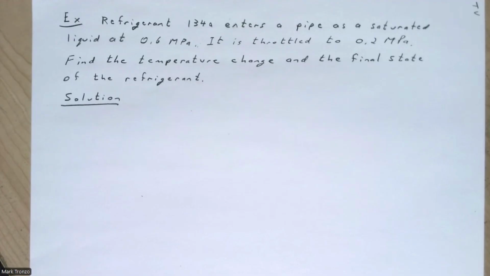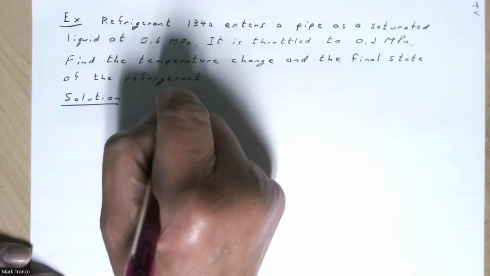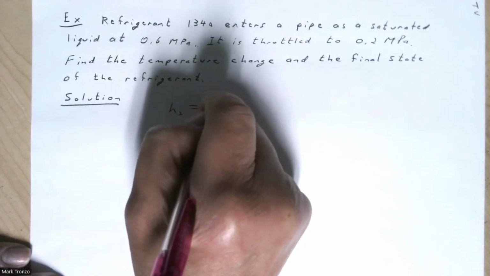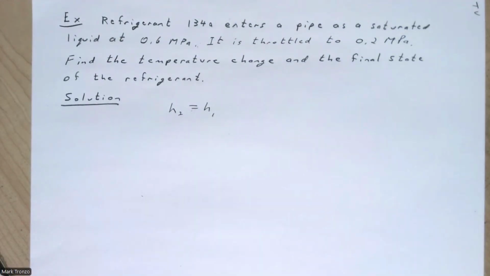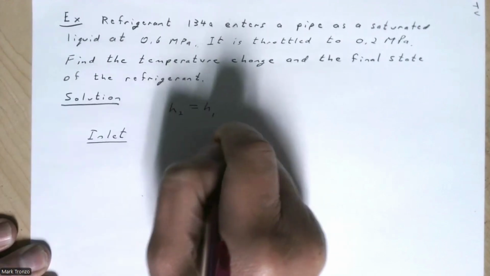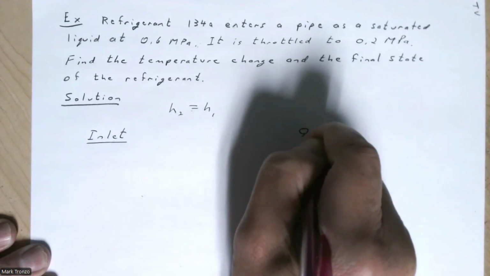Next, let's take a look at this example. Refrigerant 134A enters a pipe as a saturated liquid at 0.6 MPa. It is then throttled to 0.2 MPa. Find the temperature change in the final state of the refrigerant. As we mentioned before, for a throttling valve, we can assume that there's no change in enthalpy. So we have H2 equal to H1. And so all we need is the inlet enthalpy and the outlet.